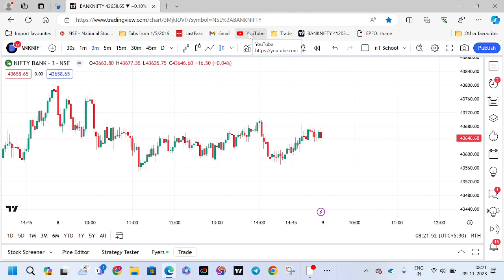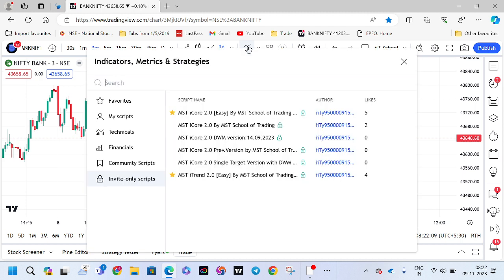The third step is that you have to subscribe to our indicator so that it will be added to your chart. And the fourth step, after subscription to our indicator, is to go to this icon, indicators, metrics and strategies, open it and you will find the various options. Straight away go to the last option, that is the invite only scripts. There you would find our indicator added.